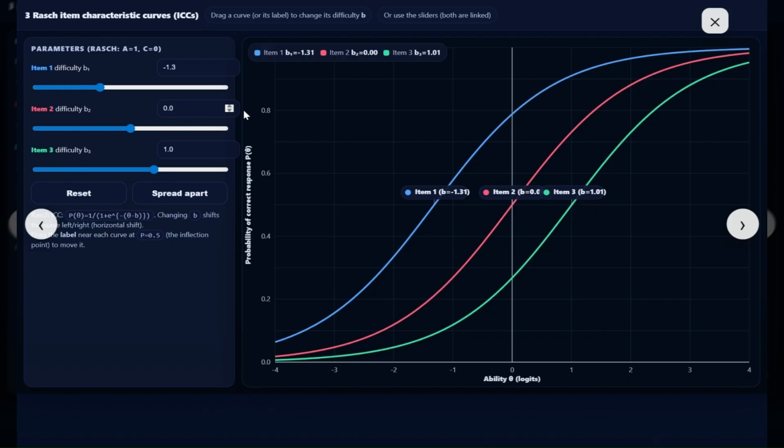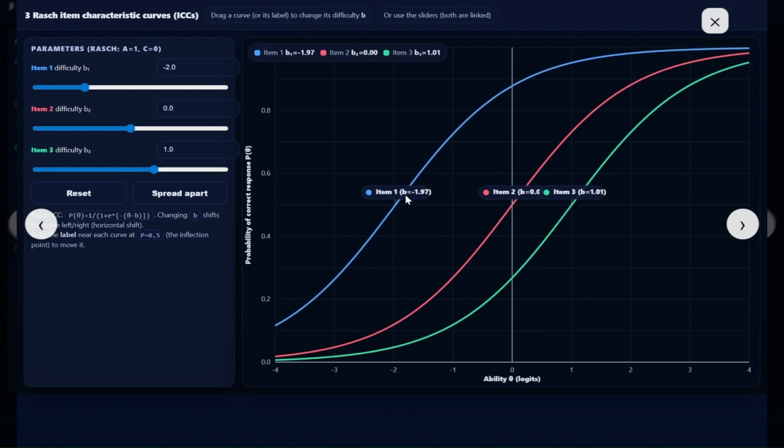Of course, here we are having three items. Item 1, you see, this is item 1, b, which means the difficulty of it. Let me fix it here. It is difficulty at 2. What do we mean by that? By difficulty of 1.8, let's increase it to 2. Let's see. This is the difficulty of 2.